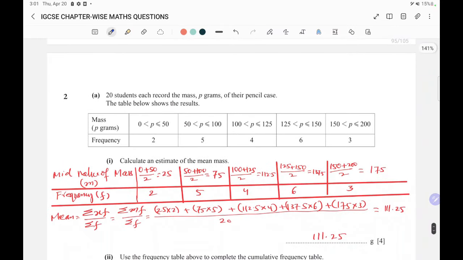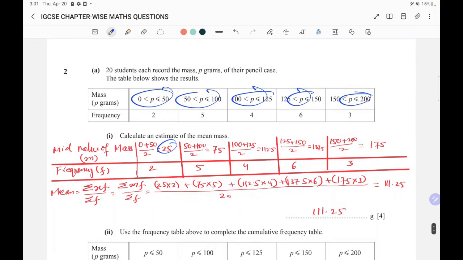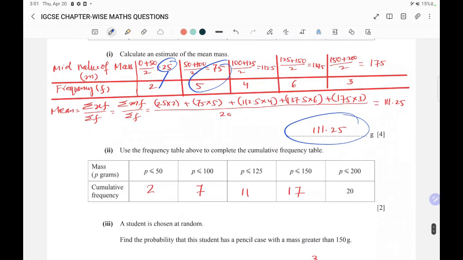Now question number 2. 20 students each record the mass p grams of their pencil. Okay, fine. Now calculate an estimate of the mean. So again, the midpoint we need to find of all these, which I did here. 0 plus 50 over 2, that's 25, and the corresponding frequencies. For the mean, just sigma xf over sigma f, or sigma mf over sigma f, 25 times 2, 75 times 5, and just calculate precisely. You will get 111.25.